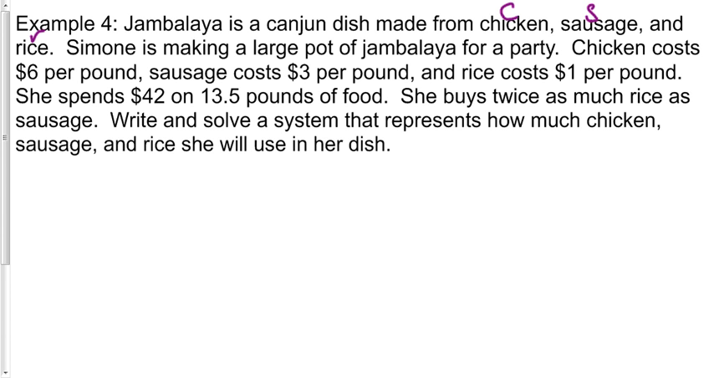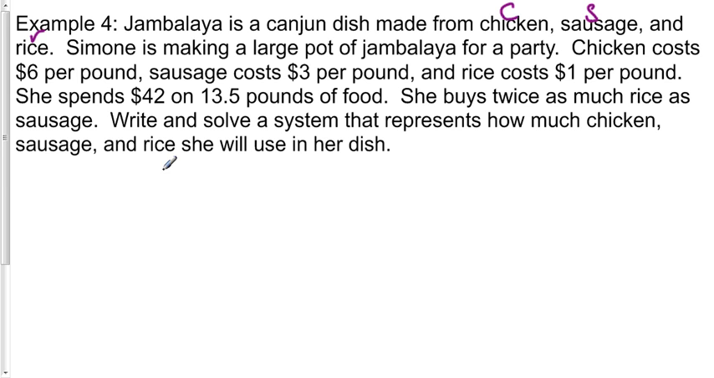So Simone is making a large pot of jambalaya for a party. Chicken costs $6 per pound, sausage costs $3 per pound, and rice costs $1 per pound. She spends $42 on 13.5 pounds of food. She buys twice as much rice as sausage. Write and solve a system that represents how much chicken, sausage, and rice she will use in her dish.